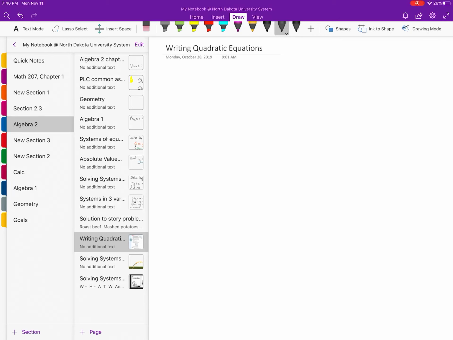Okay, Algebra 2. Let's write some quadratic equations. So we have two types of quadratic equations that we know about. We know the vertex form, which we probably are most familiar with, and the standard form, which looks a lot like the standard form of a linear equation. So again, not entirely new information, but let's review.